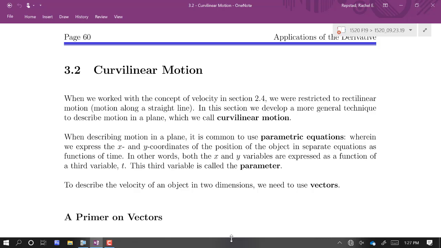So if we want to describe not just where an object is, but when it hits that time or that point in space, we can use parametric equations. That is, write a pair of equations, one for x and one for y, that tell us what the x coordinate is over time and what the y coordinate is over time.